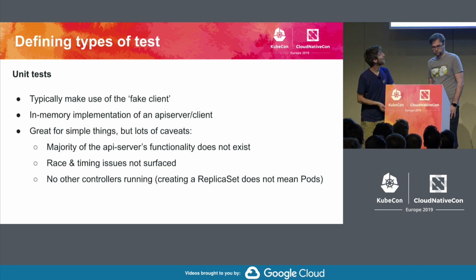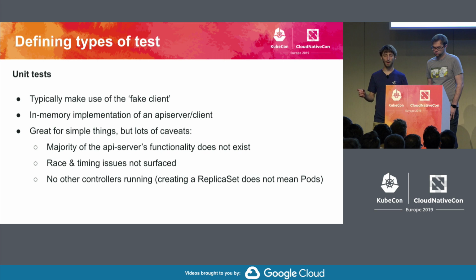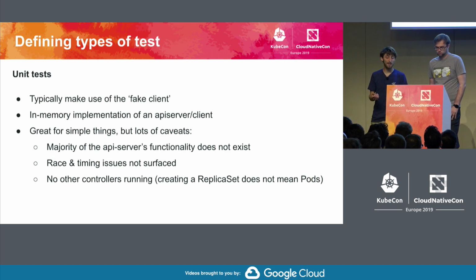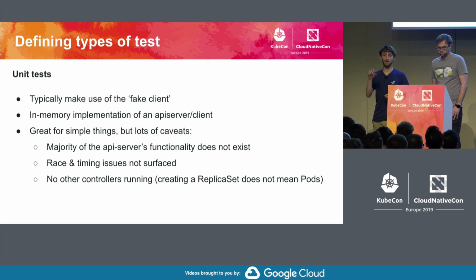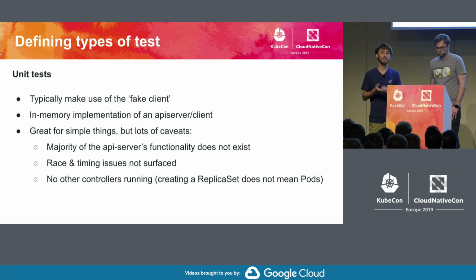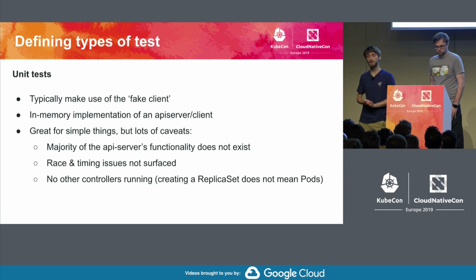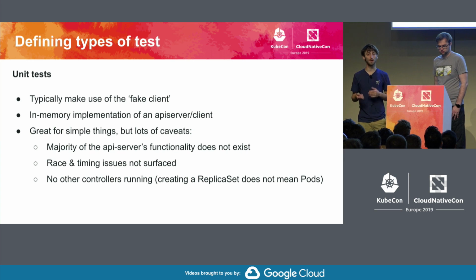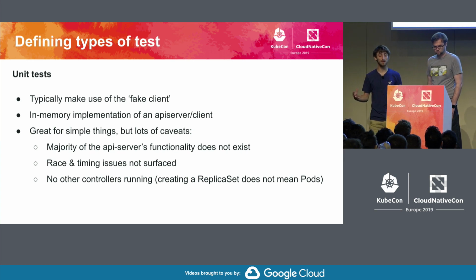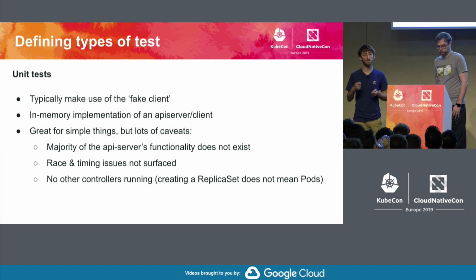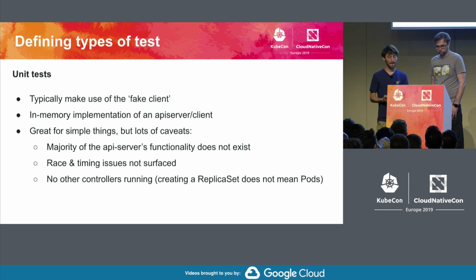So I'll start by saying unit tests typically would make use of something called the fake client in Client Go. It's effectively an in-memory implementation of the Kubernetes API server and client. It works great, but it does have a lot of caveats. It's very simple. You don't get the full admission control chain on the API server side. You don't have additional controllers running. You're missing quite a lot, but it's great for quick, simple unit testing.